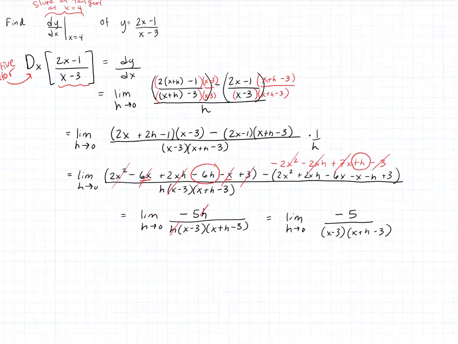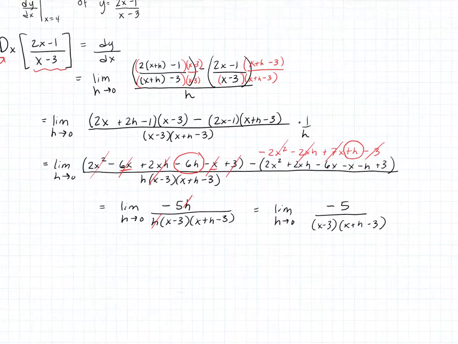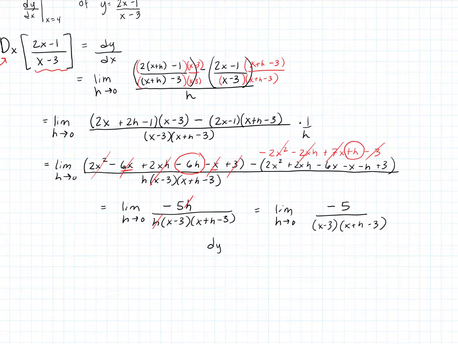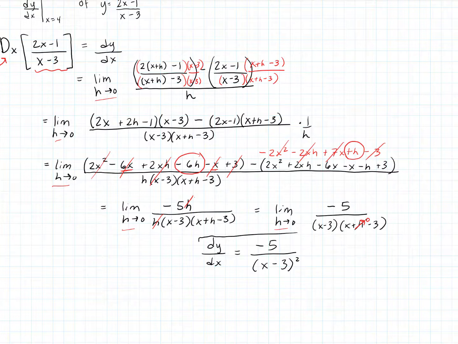So now let h go to 0, and our dy dx, the derivative of y with respect to x for that function. Notice that my limit carried throughout because I was not taking a limit, I was just doing algebra. Now I'm taking a limit. Now I'm actually doing the calculus, letting h go to 0. As h approaches 0, that term becomes just x minus 3, so there are 2 of those x minus 3's, and my derivative is minus 5 over (x minus 3) squared. And that is my derivative.